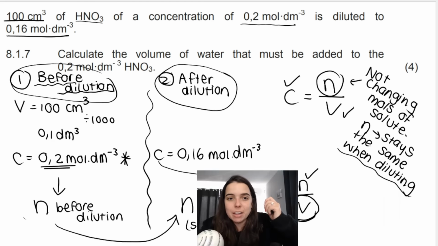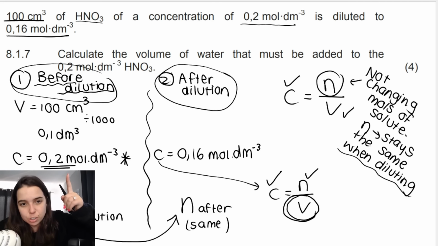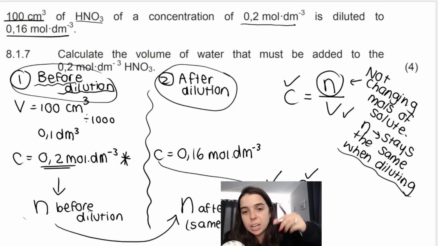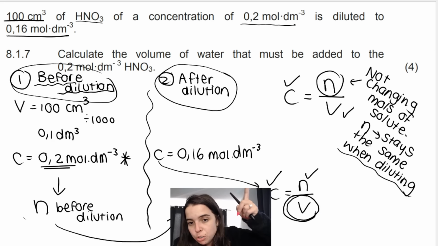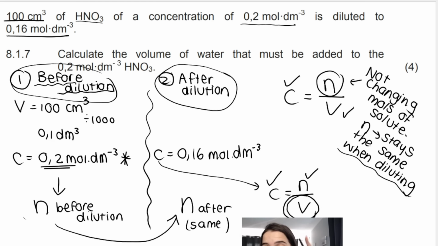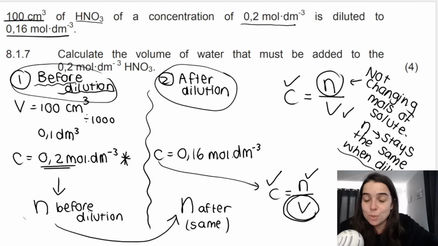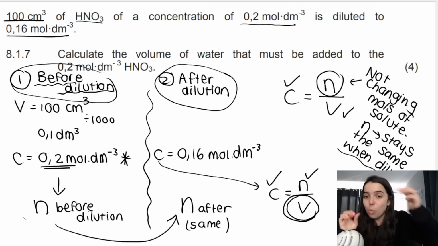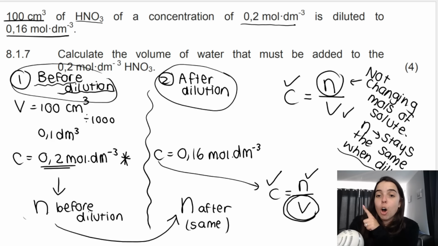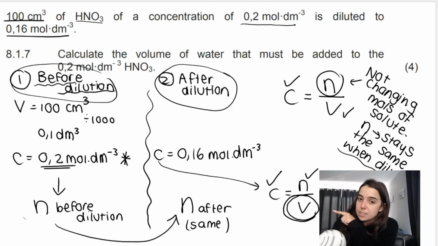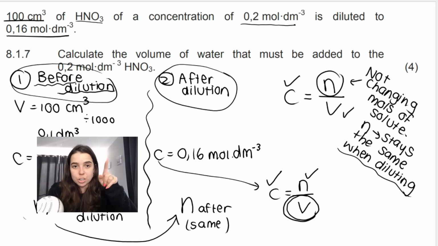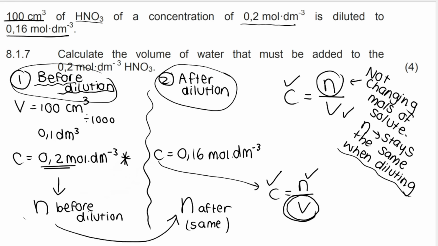Think about it. If I know the volume before, and I know the concentration, that helps me to get moles. The moles are the same. That's just a rule when we do dilution. I can use those moles and the new concentration to help me work out the new volume. That's the new volume after I've diluted it. That new volume contains the water I added in and the original water. So if I take the volume after the dilution and subtract the volume before the dilution, I will get the volume of water that must be added.